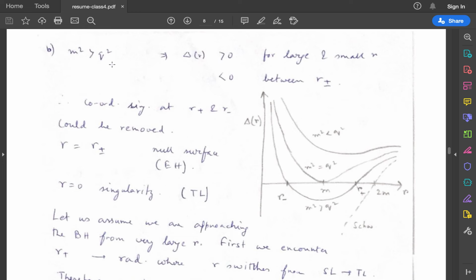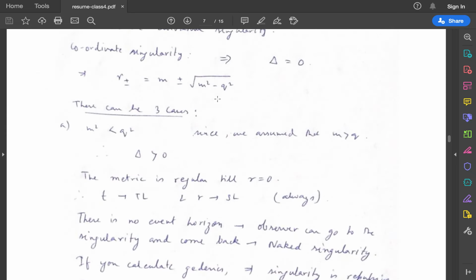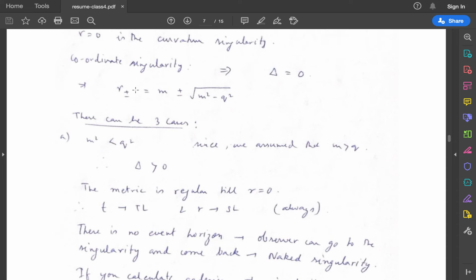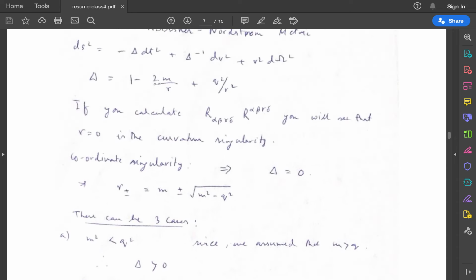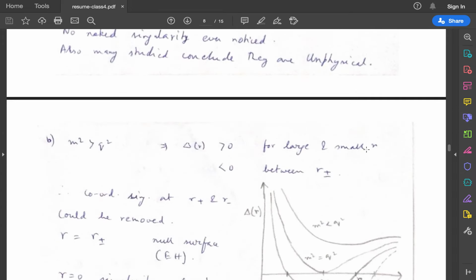So the next case will be m square greater than q square. Okay, so we have delta greater than 0 for very large and small r. So for m square greater than q square, you can find what this will be. So m square is greater than q square, so r has two values, r positive and r negative. And if you put it back here, you will find that delta is greater than 0 for very large and very small r.